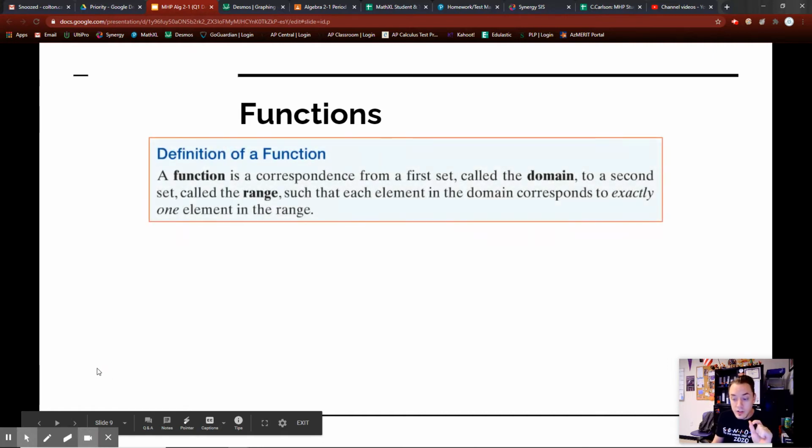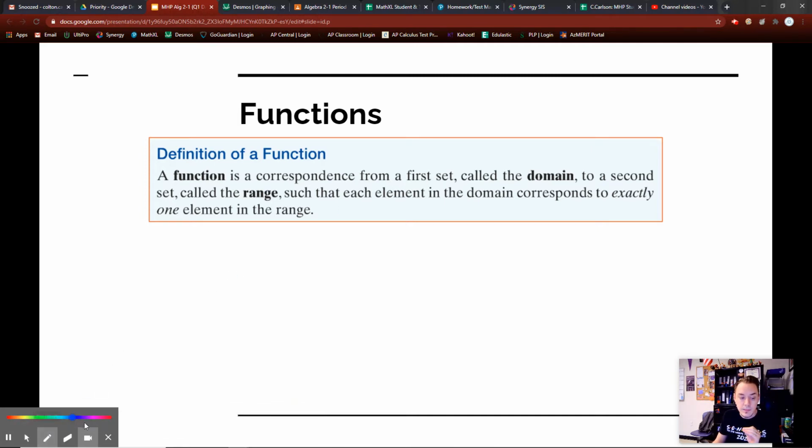First off, what is a function? We already know kind of what a sequence is. It's a pattern, but what is a function? Well, a function, of course, is a pattern, but it follows a specific pattern. And it is this: a function is a correspondence from a first set called the domain. That should be very familiar. A domain. This is also what we call our x values, by the way. Okay, so x.